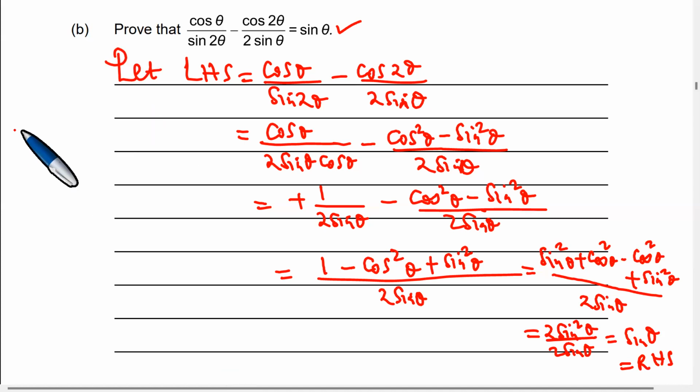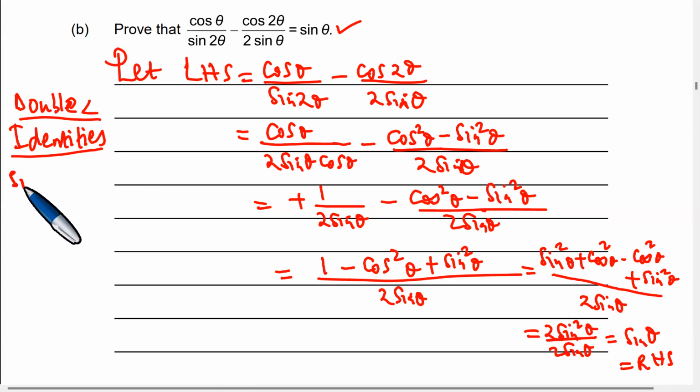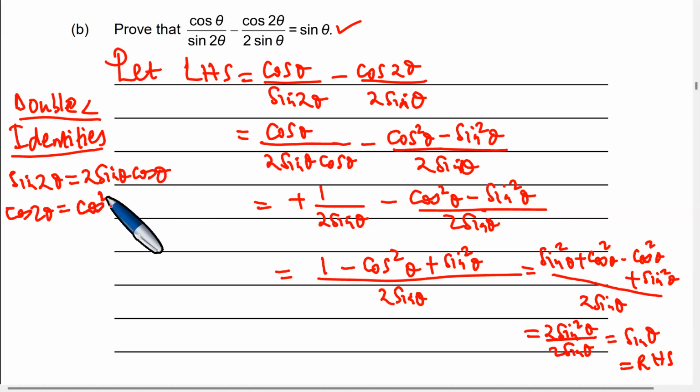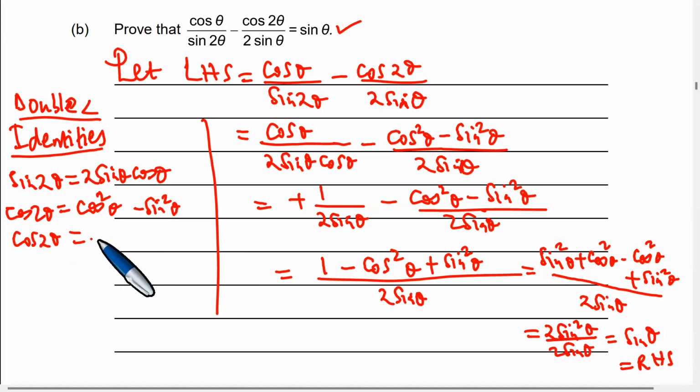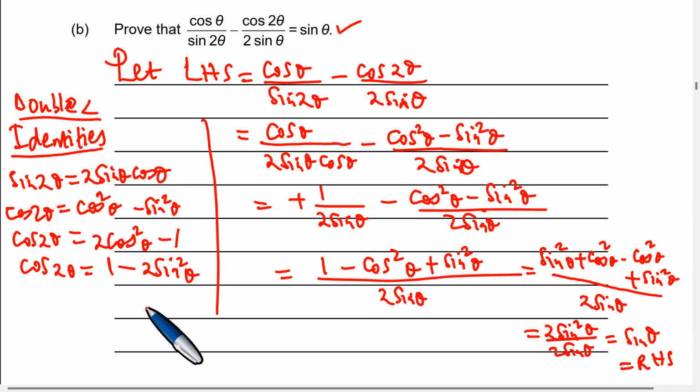There are some identities that you need to always remember. We call them the double angle identities. What are the double angle identities? Sine 2 theta is 2 sine theta cosine theta. What is cosine 2 theta? It is cosine squared theta minus sine squared theta. These are at the back of the matric paper. Cosine 2 theta is also 2 cosine squared theta minus 1. Cosine 2 theta has 3 identities; it is also 1 minus 2 sine squared theta. These are the double angle formulae we learn at matric.